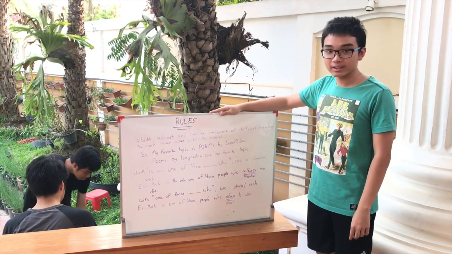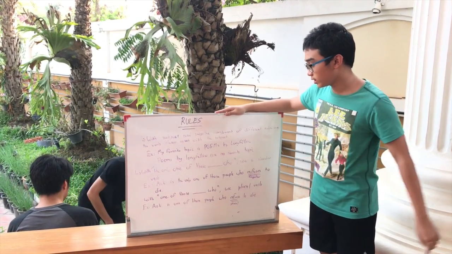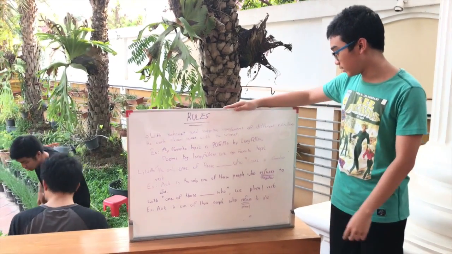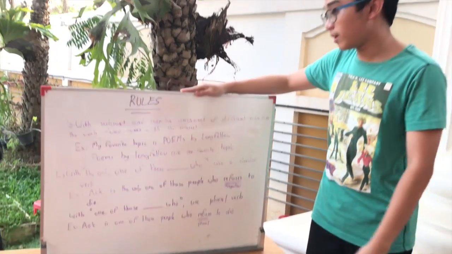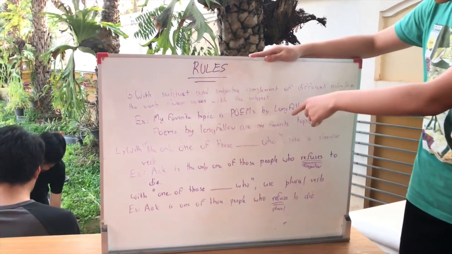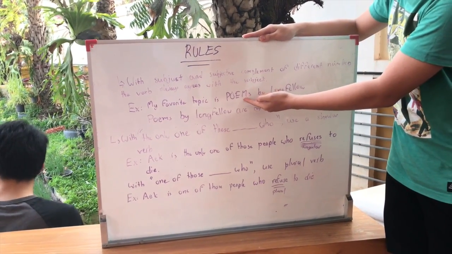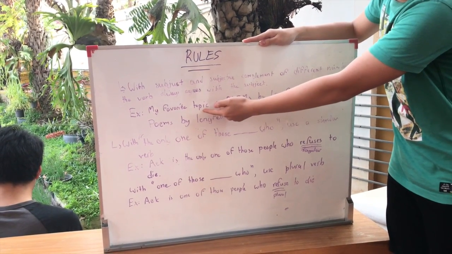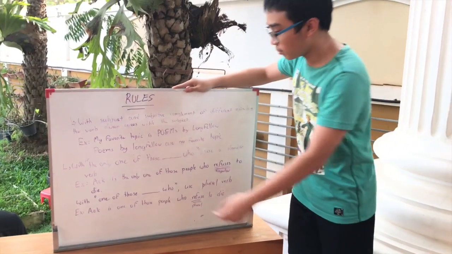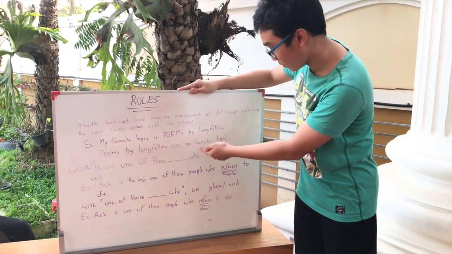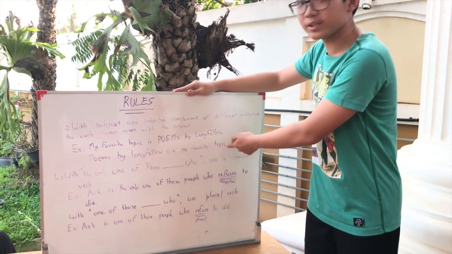After this, I will tell you about the last three rules. The first is, with a subject and subjective complement of different number, the verb always agrees with the subject. For example, my favorite topic is poems by Longfellow. As you can see, topic is the subject and poems is the complement. So you need to follow the subject, topic. And another example is poems by Longfellow are my favorite topic, where poems is the subject and topic is the complement.